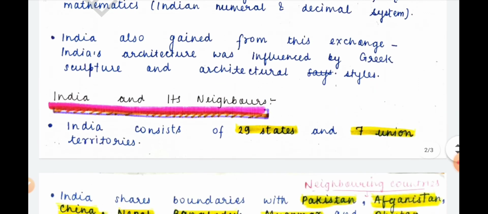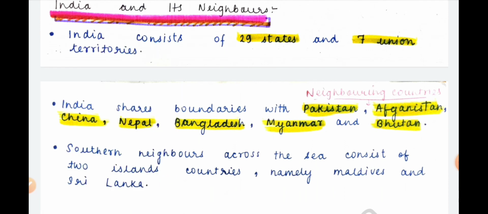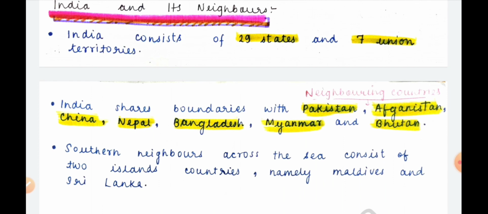Now let us discuss India and its neighboring countries. So India consists of 29 states and 7 union territories. India shares boundaries with Pakistan, Afghanistan, China, Nepal, Bangladesh, Myanmar and Bhutan. So these are the neighboring countries of India. Southern neighbors across the sea consist of 2 island countries, Maldives and Sri Lanka.